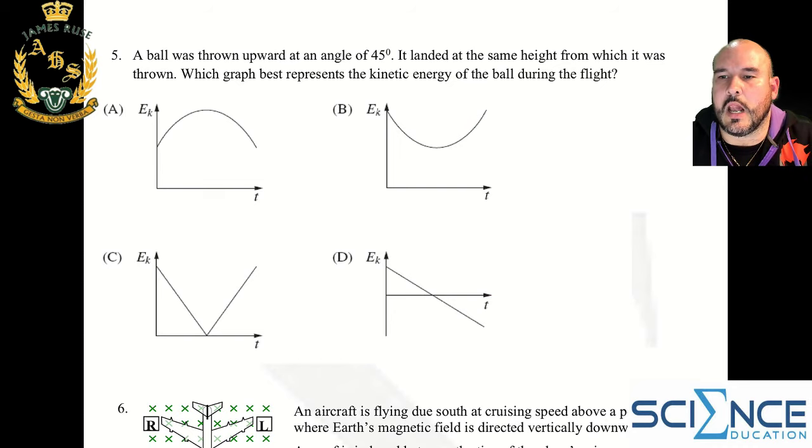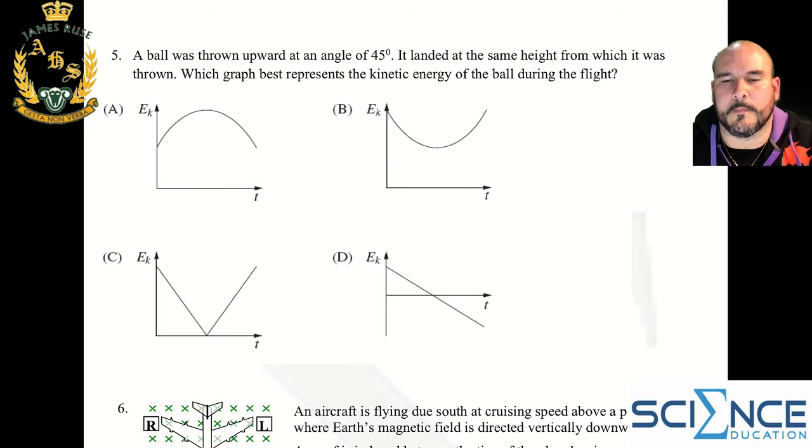Question 5. Love question 5. Ask it like every year. Here you have a ball thrown at an angle, 45 degrees. As soon as you see that, you need to know it has a Y component, that is a vertical component, and an X component, that is a horizontal component. Acceleration due to gravity only impacts the Y component, so our X component will always stay the same and will always be non-zero because it's thrown at an angle of 45 degrees.